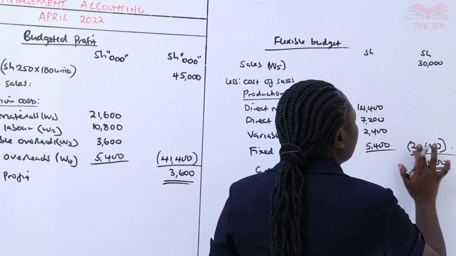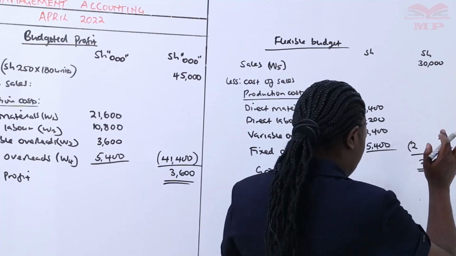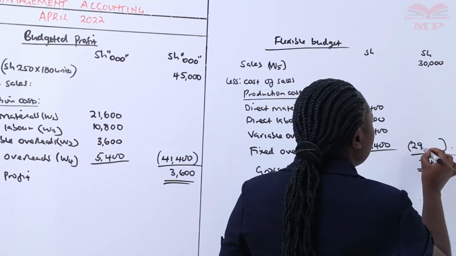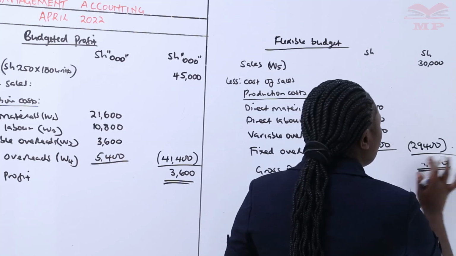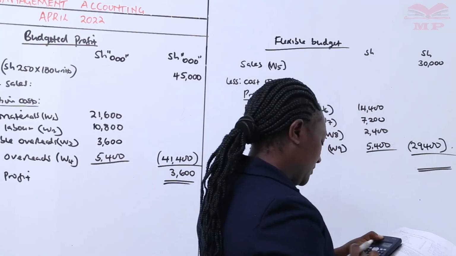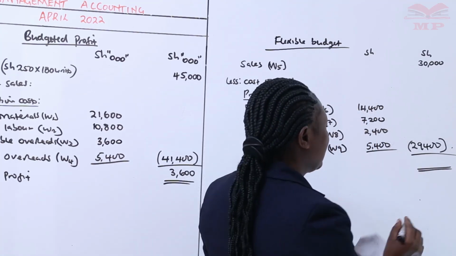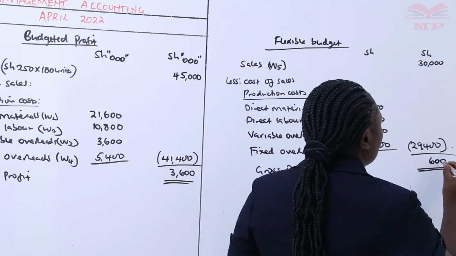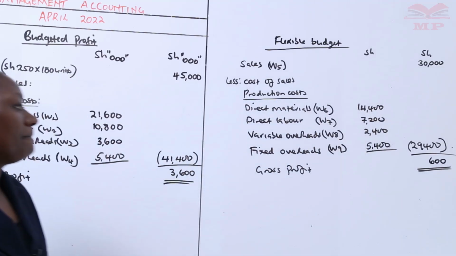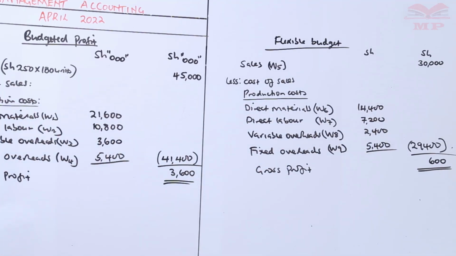This should be 29,400. So the variance will be 600, not 2,400. That's the variance. So that was part A of question number 5.